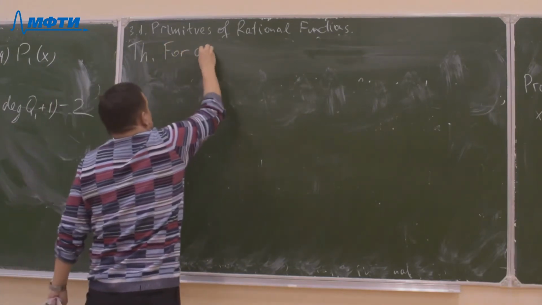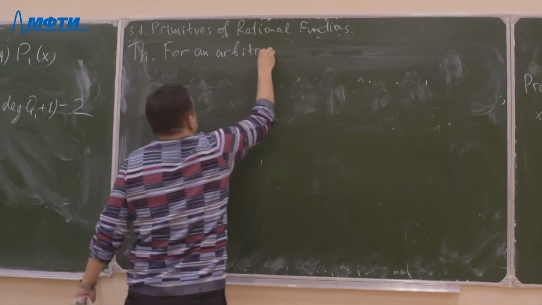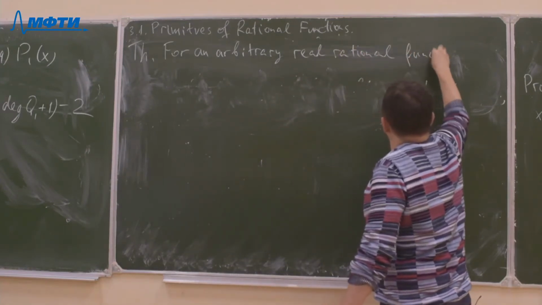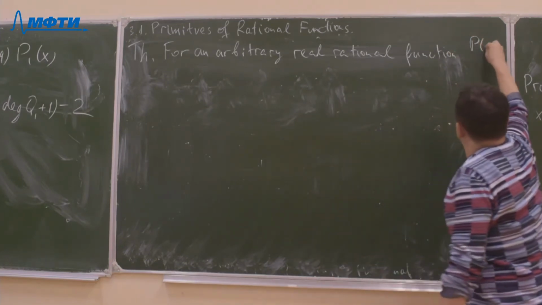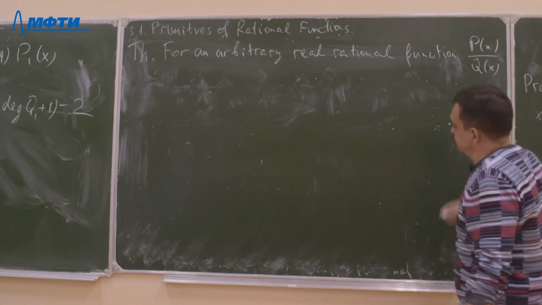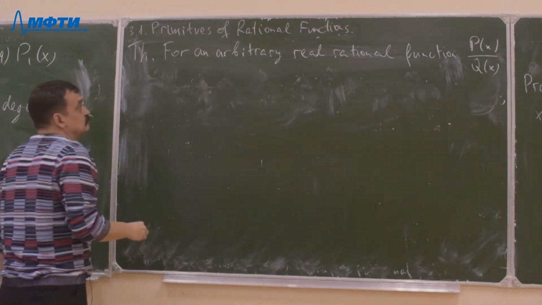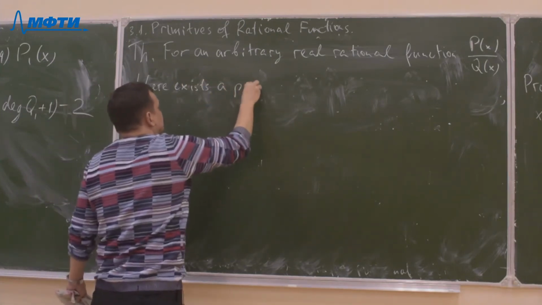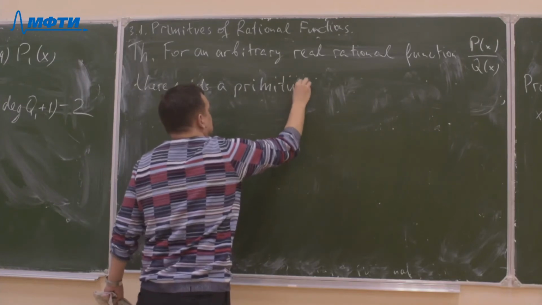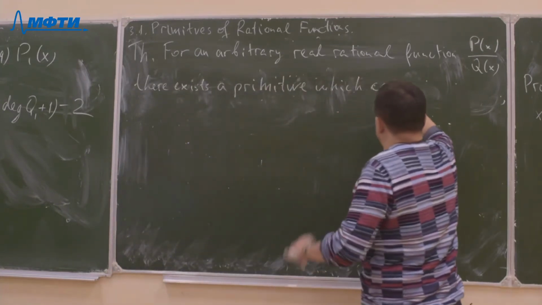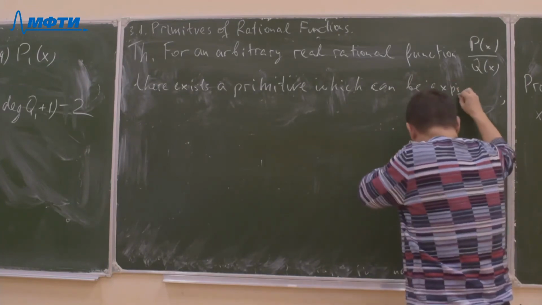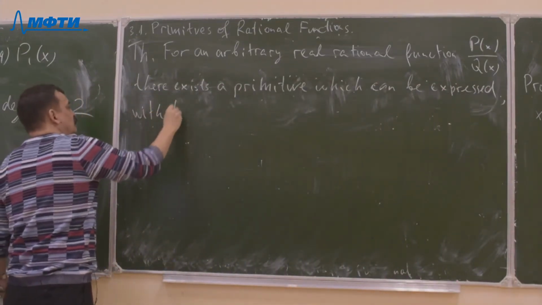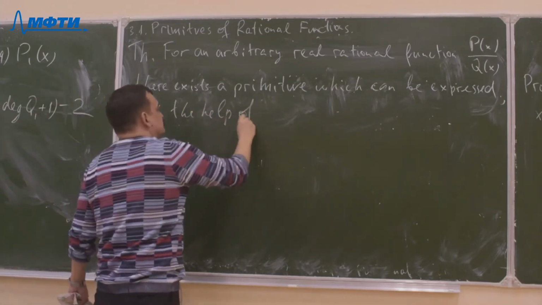For an arbitrary real rational function p of x over q of x, there exists a primitive which can be expressed with the help of elementary functions.